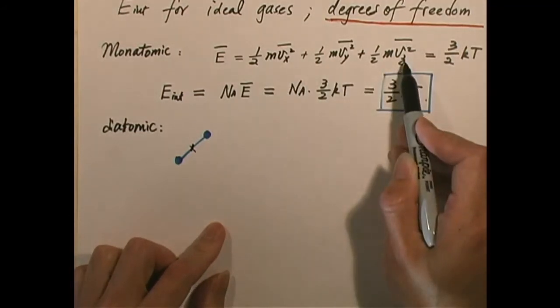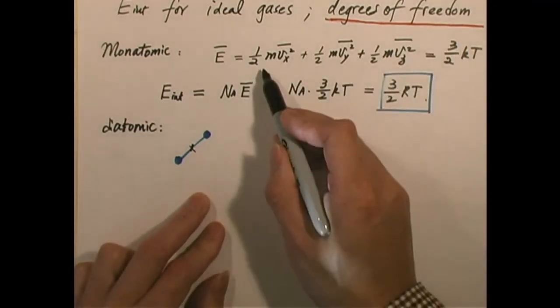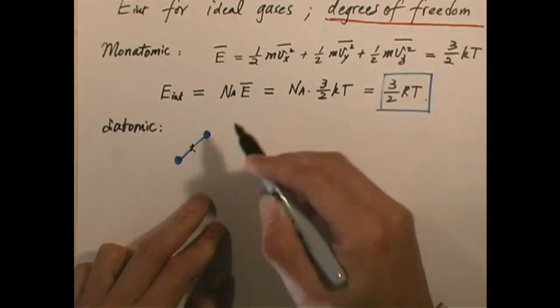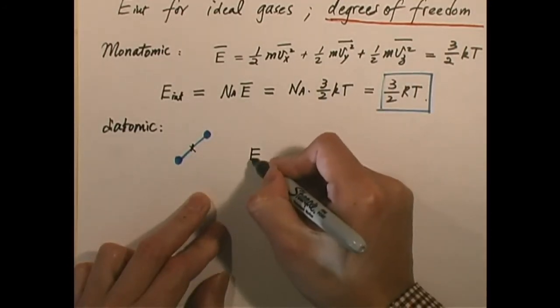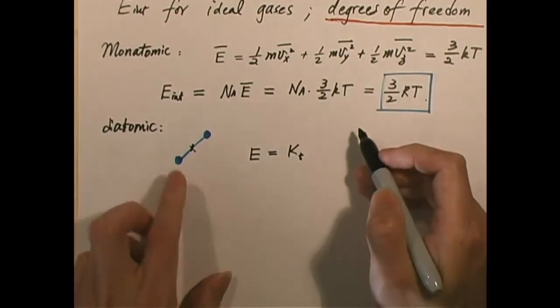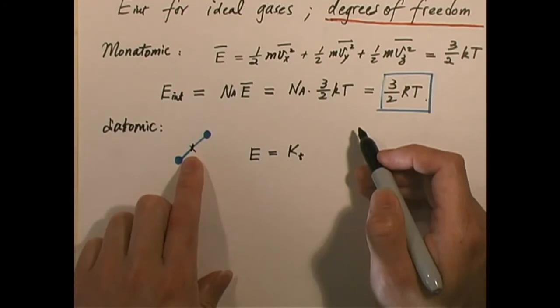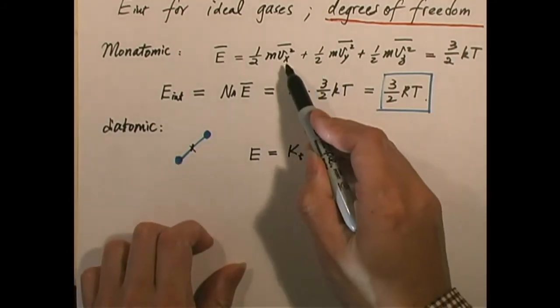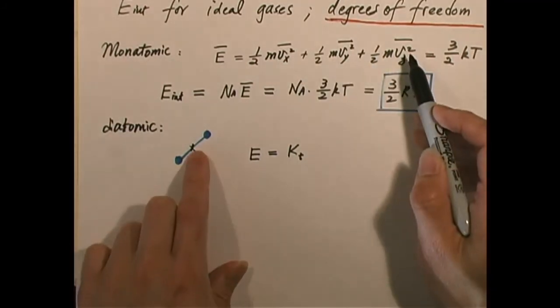Each of these terms corresponds to a component due to the translational motion of the center of mass. So we say E equals K translational. This is all translational, but for diatomic, it's more complicated than that. This only tells you where the center of mass is. It takes 3 degrees of freedom, x, y, and z, to locate the center of mass.